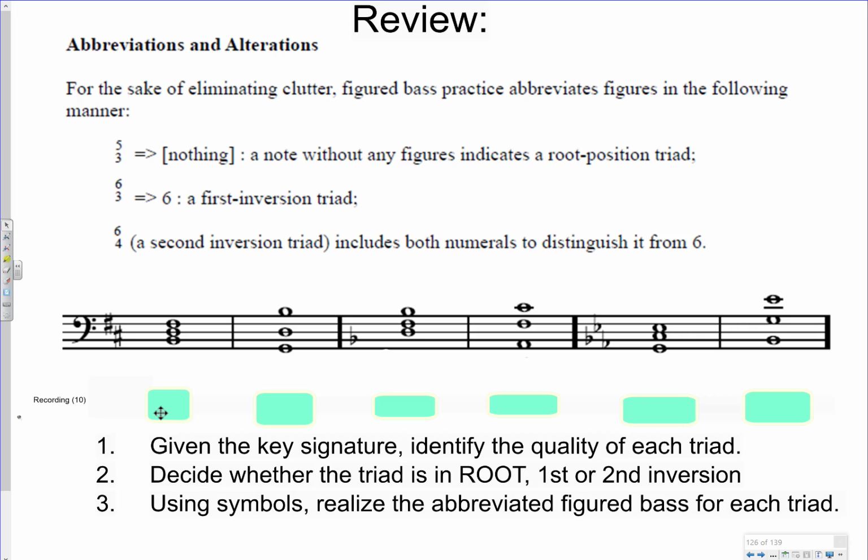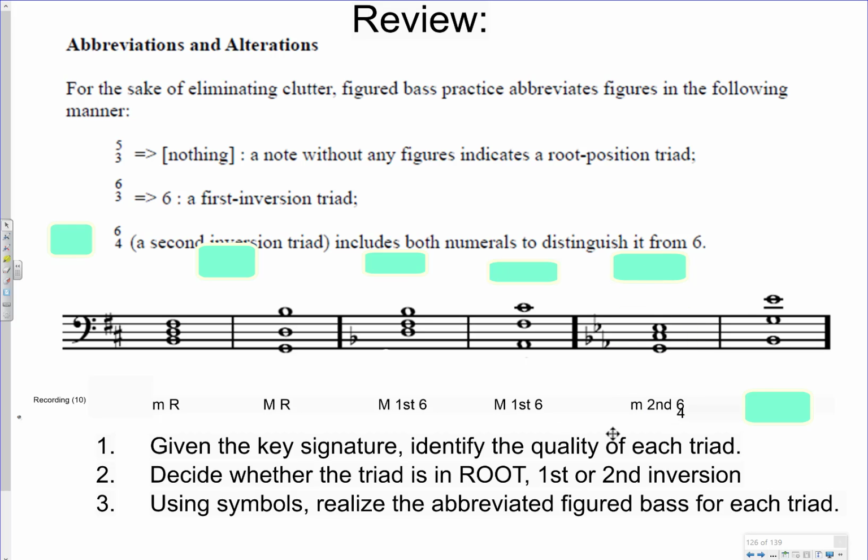Okay, let's reveal some answers and see how you did. For the first one, we have a minor triad in root position. No figures are necessary. The second one, we have a major triad in root position. No figures are necessary. The third one, we have a major triad in first inversion. The 6 is necessary. The next one, major triad in first inversion. The 6 is necessary.